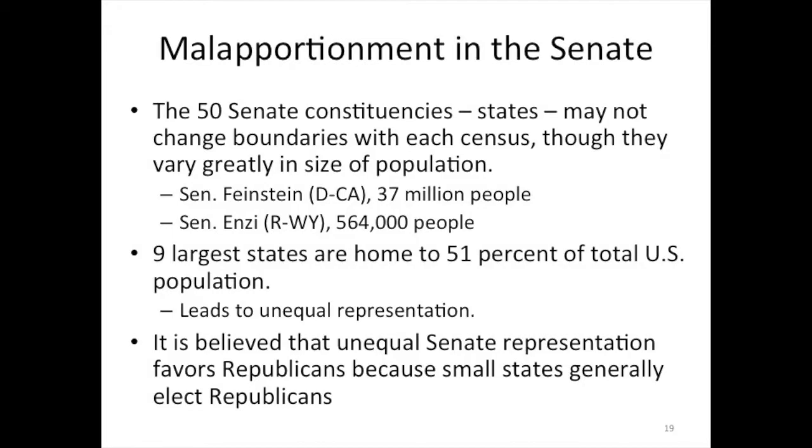Here's what I mean. The Senate is what we would call malapportioned. So the apportionment of the Senate seems uneven when we consider that Wyoming and California have the same number of senators, each of them have 2, but California is tremendously larger than Wyoming. California has a population of about 37 million, while Wyoming has a population of 564,000. And some people think this isn't fair.